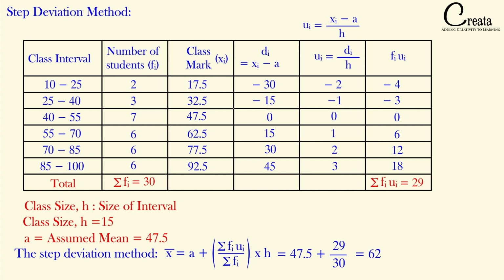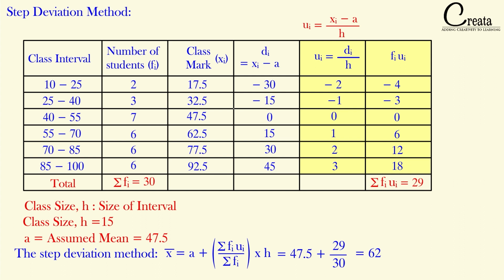So let's do the summary of the step deviation method. The class interval, fi, xi and di: these 4 steps will repeat from the previous method, that is the assumed mean method. In this step, we will divide the deviation by the class interval. Through this, we got the new term, ui, which is deviation upon class size, that is (xi minus a) upon h. And further, we calculate fi into ui. We got the addition, that is sum of fi into ui, and we use this formula to find the mean of the observation, which is x bar. Got it? Very simple.